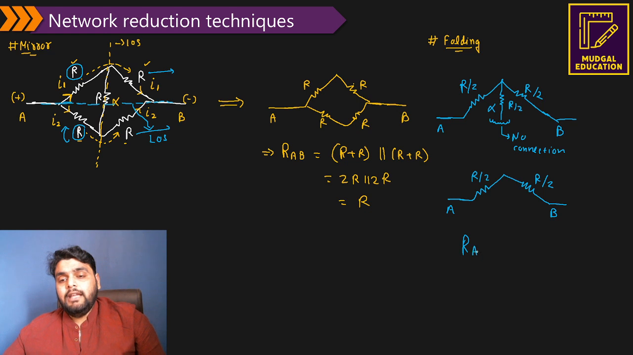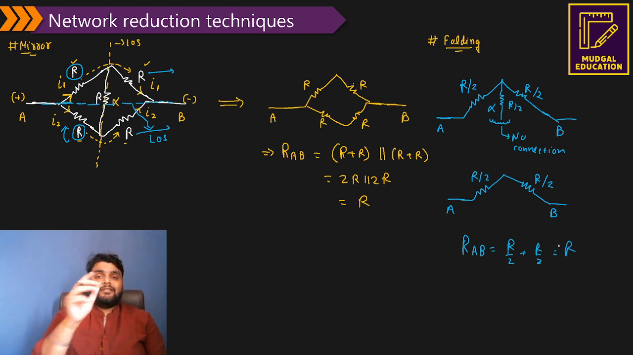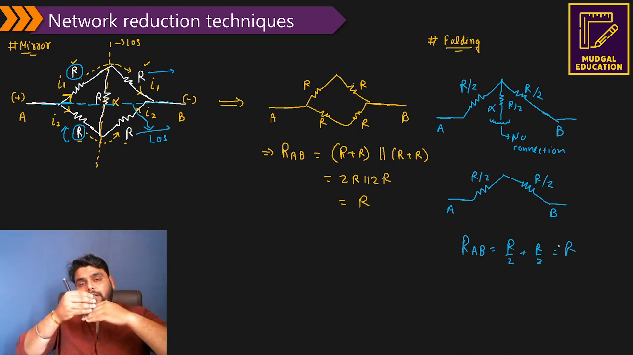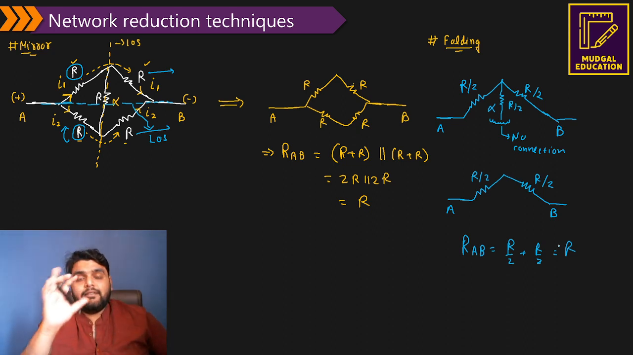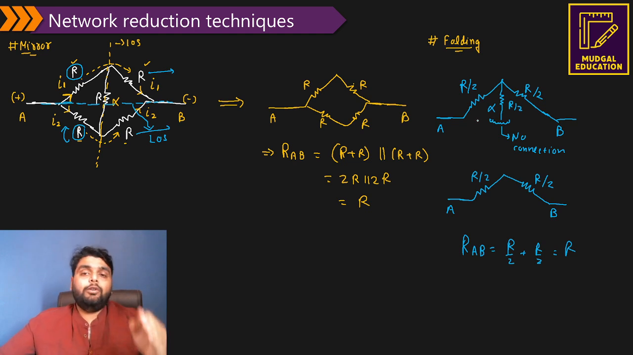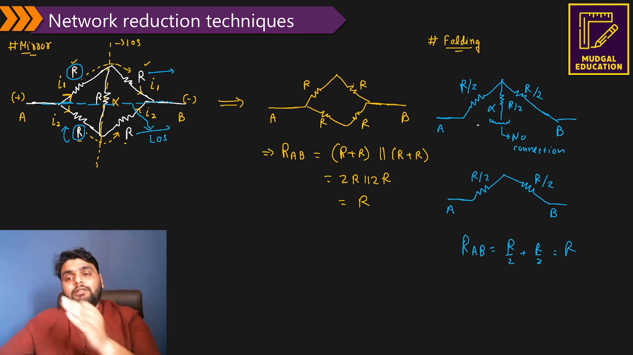And I will say the resistance AB is R/2 + R/2 = R. Okay, understand this point. In a folding, we have removed the resistor because, when you provide a folding here, the resistor in between them has no connection to the remaining circuit. That's why this particular resistor can be removed, and only the resistor which has a complete connection will remain in a diagram.